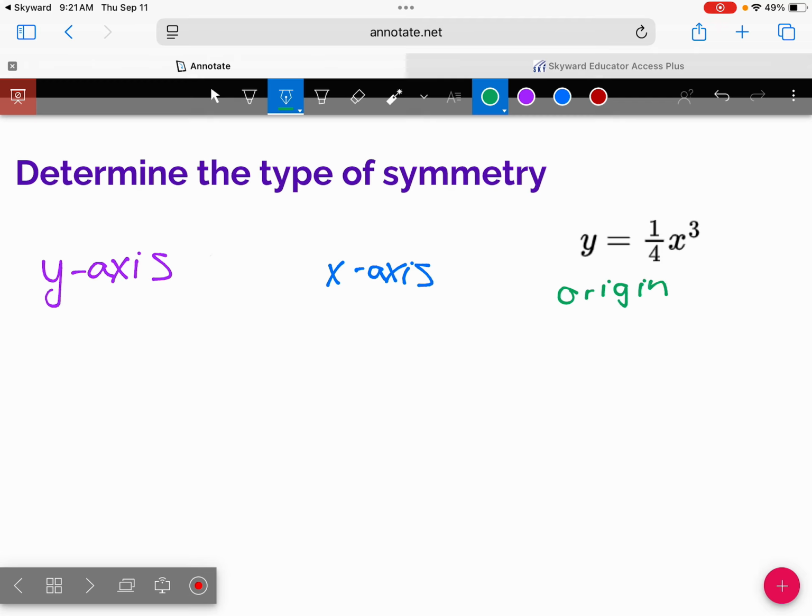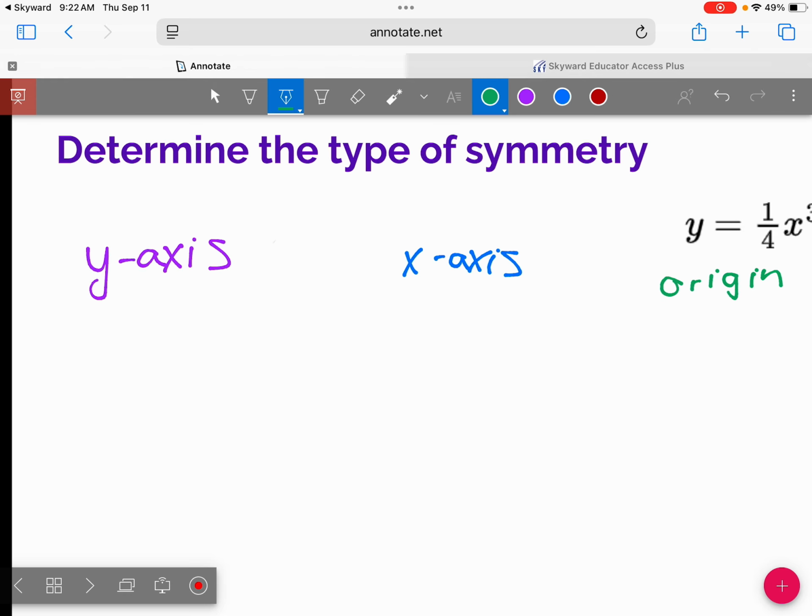It is entirely possible for something to have no symmetry. Absolutely a thing that can happen. So you might do all 3 tests and get no for everything. And that's valid. That doesn't mean you're wrong. Just because I know we tend to panic.